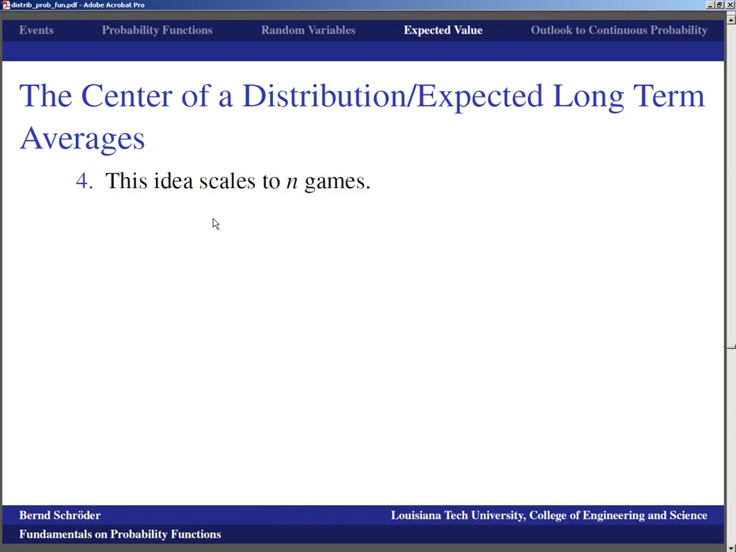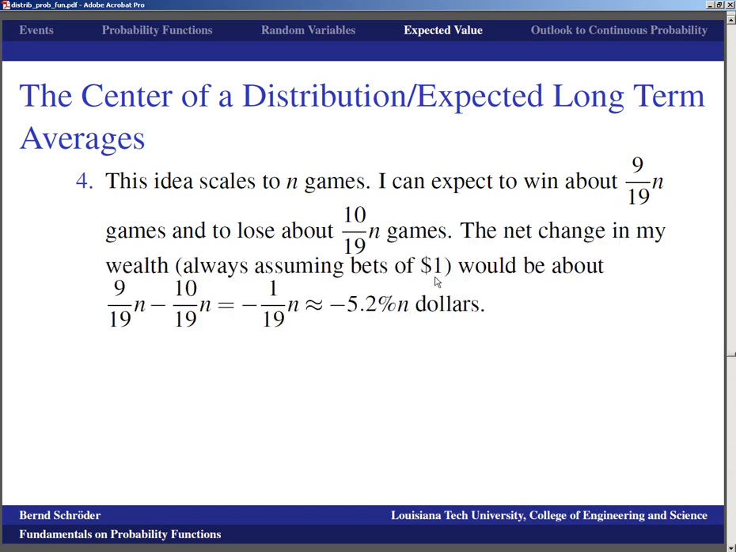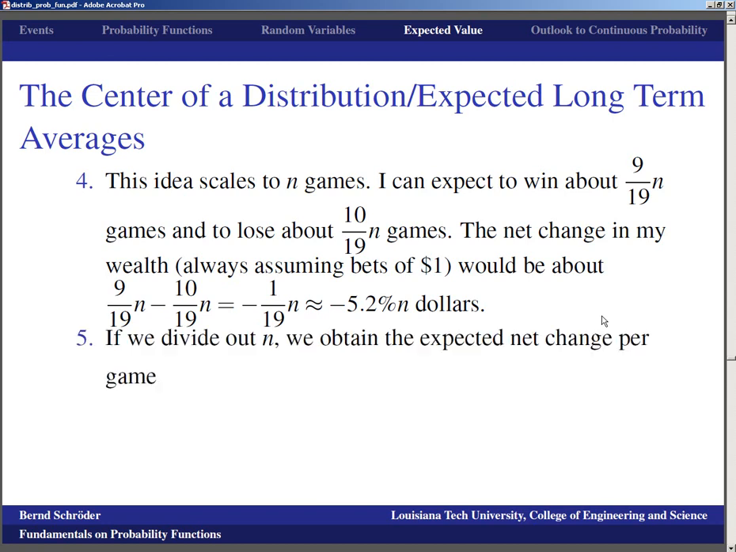And, well, so this idea now scales to n games. So if I can expect to win, I mean, basically on the previous panel we had very nice numbers. If I look at n games, I can expect to win about 9 over 19 times in n games, and I can expect to lose 10 over 19 times in n games. And that net change in my wealth, always assuming that I'm betting $1, would be about 9 19ths n minus 10 19ths n, so I would lose 1 19th n, so I would lose 5.2% of the n dollars that I have been betting in these n games.